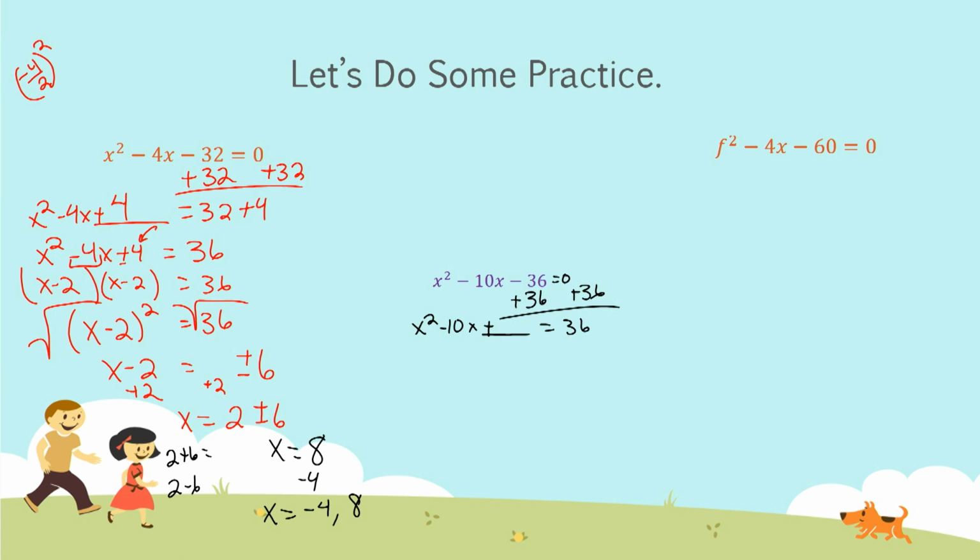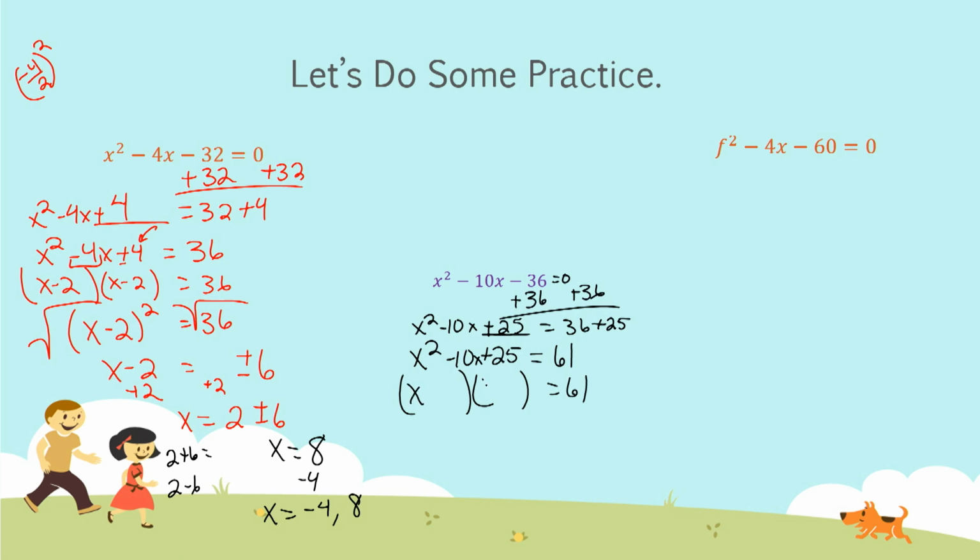To get that new c, I'm taking b, dividing it by 2, and squaring it. -10 divided by 2 is -5, squared is 25. What I do to one side, I have to do to the other. X squared minus 10x plus 25, put that x there, equals. Now, 36 plus 25 gives me what? 61. There you go.